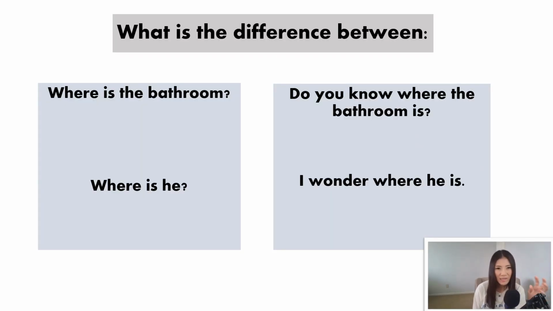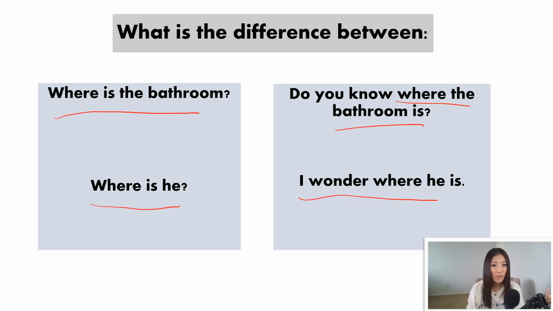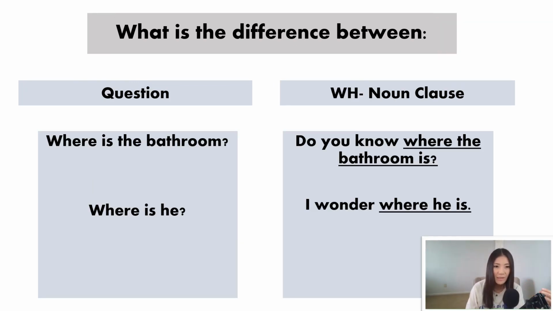Let's begin with looking at the difference between these two pairs of sentences. So what is the difference between "Where's the bathroom?" and "Do you know where the bathroom is?" And what is the difference between "Where is he?" and "I wonder where he is?" "Where's the bathroom?" and "Where is he?" are questions. But "Do you know where the bathroom is?" and "I wonder where he is." These WH clauses are called noun clauses.